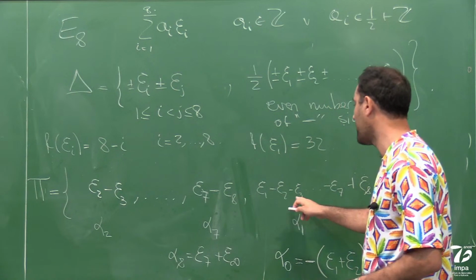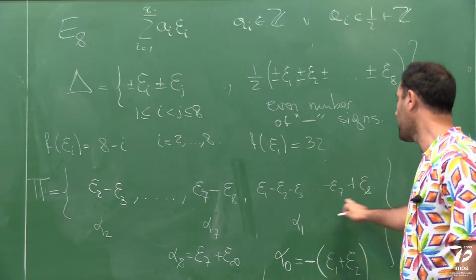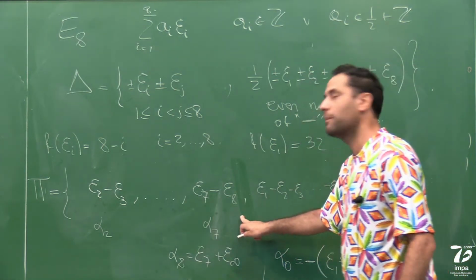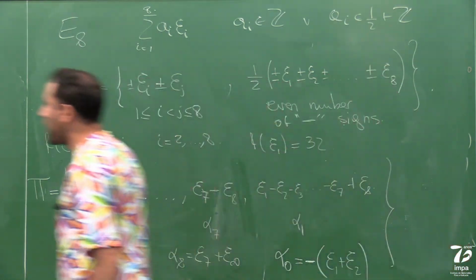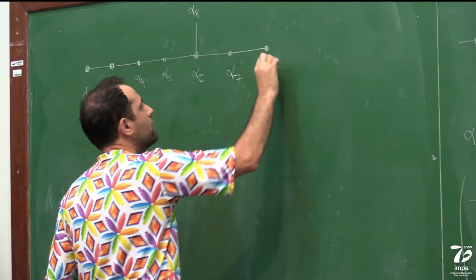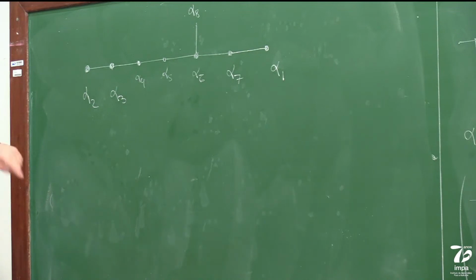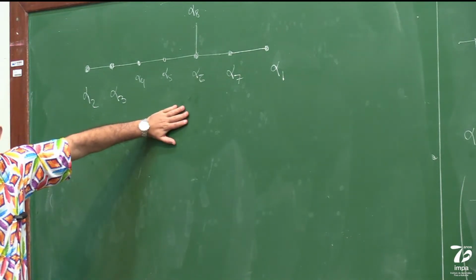So where is the one that appears with the same sign? Well, I see that epsilon 7 minus epsilon 8 here appears with different signs, and here it appears with the same sign. So alpha 1 and alpha 7 are connected. And that's the only one that is connected. So I should have changed the names of the last 2 roots to be alpha 8 and alpha 1. But it doesn't matter. It's just a matter of names. Okay? So this is the Dynkin diagram of E8.